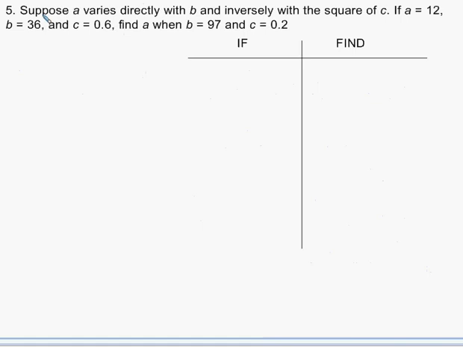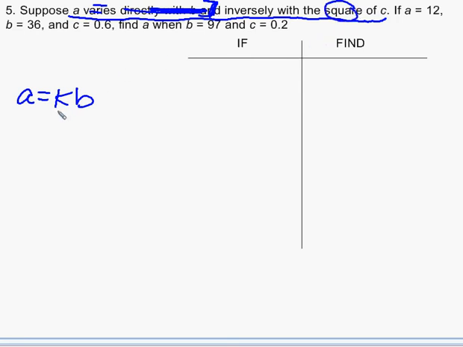Last one. Suppose A varies directly with B and inversely with the square of C. Another combination. So we have our varies. Directly is going to be our first one. So let's do the first part here. So A varies directly with B. So now this is out of the picture. Now A varies inversely with the square of C. Keyword: square. So inversely with C squared. So all of this is gone.